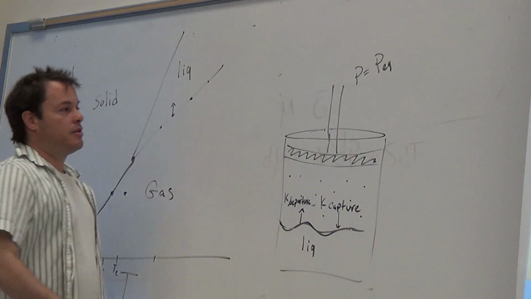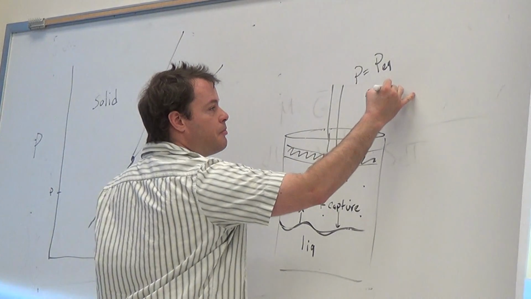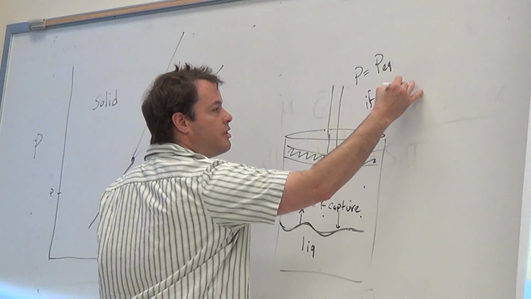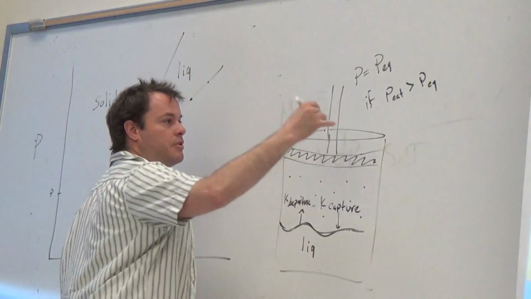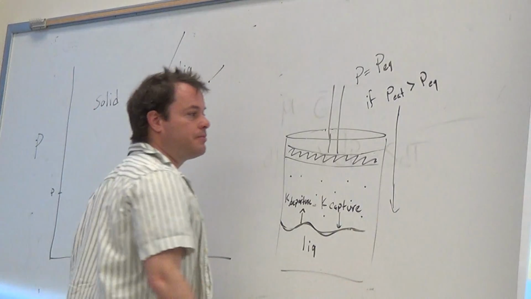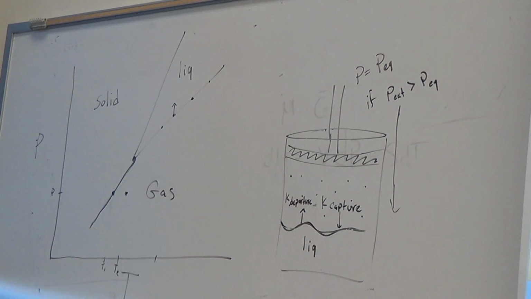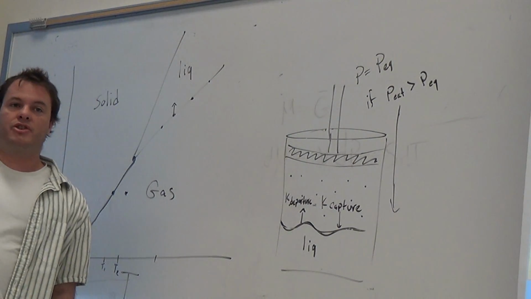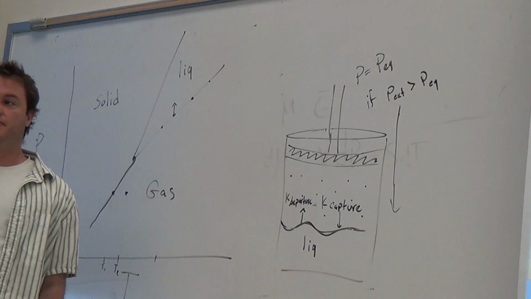So if P external here is greater than P_eq, push that piston down. What happens if it's less than the equilibrium pressure? Gas will push out. Yeah. How long will it push out? Until it reaches the external pressure.